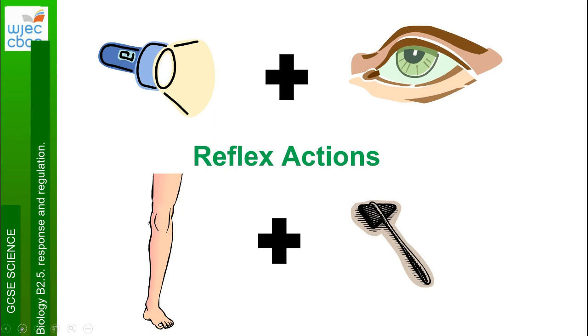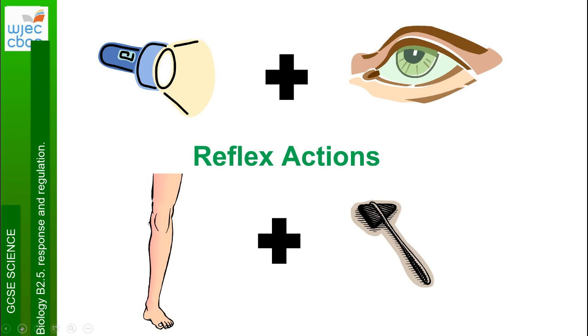So on the screen there we've got a couple of examples of reflex actions. So one reflex action would be what would happen in your body if a torch was directed into your eye. So think about what would your eye do in response to that strong light. And then the second one, we've got a knee there and what we call a patella hammer. If you strike the leg just beneath the kneecap or the patella, you will get what we call the knee-jerk response.